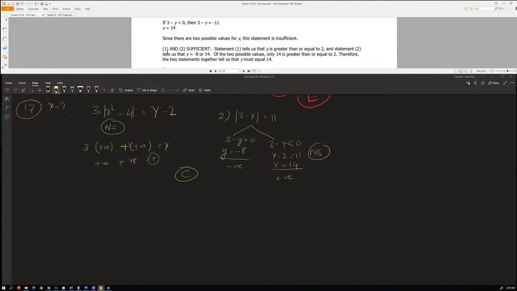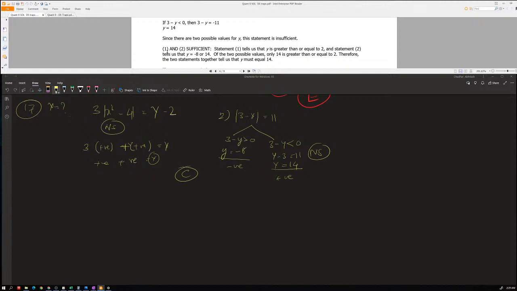Okay. So 1 and 2 are sufficient together. Statement 1 tells us that y is greater than or equal to 2. Statement 2 tells us that y is equal to minus 8 or 14. Of the two possible values, only 14 is greater than or equal to 2. Therefore, the two statements together tell us that y must be equal to 14.